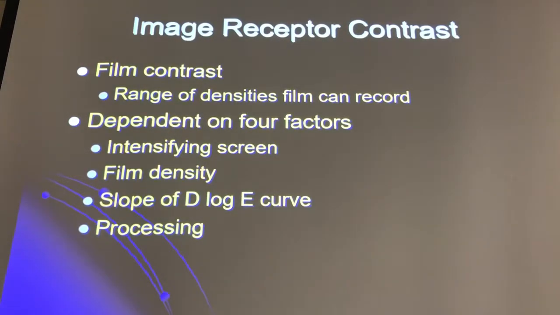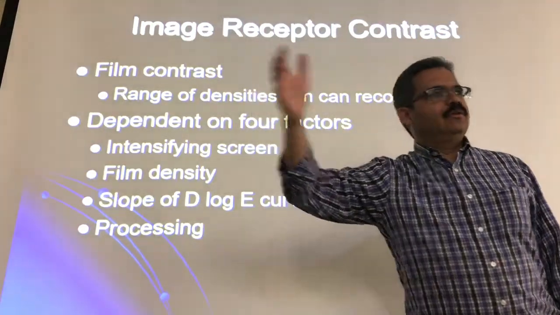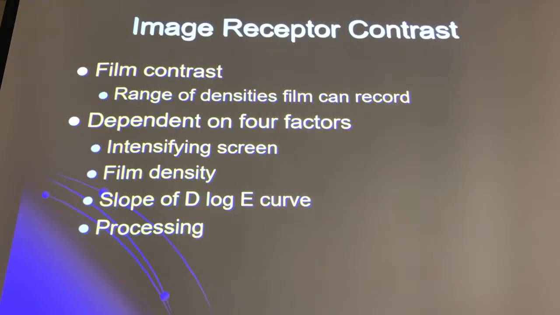Okay. Image receptor contrast. So let's look at film contrast. This is the range of densities the film can record. Films are manufactured differently. You have different types of films. I think I told you this before. There were more than 300 different types of film. So you have to find what type of film it is, and what range of densities that film will provide you.